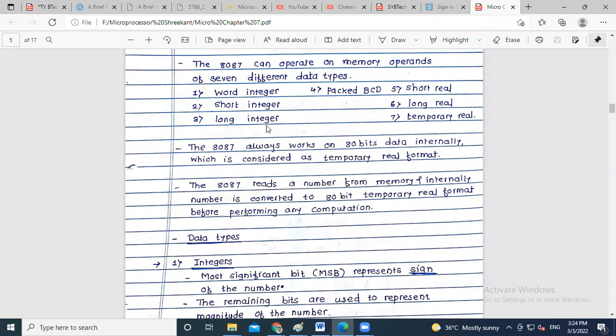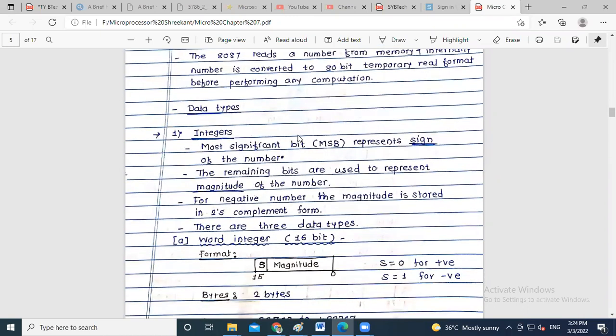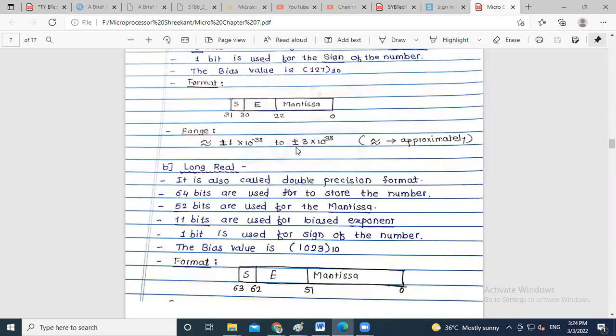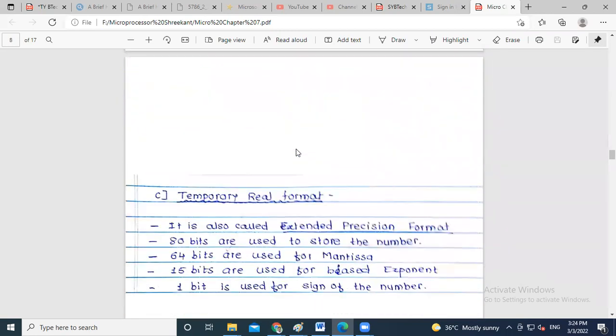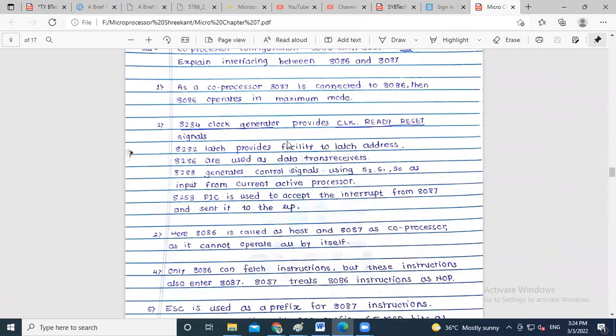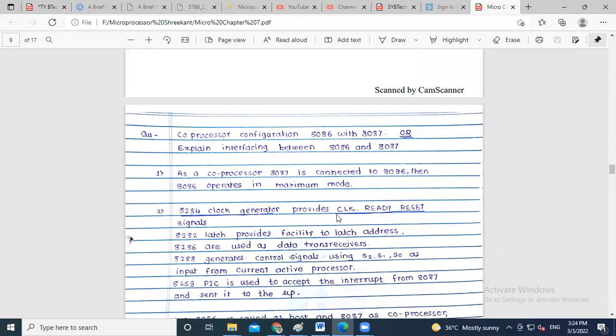Mainly 7 data types we have to use. Three different integers, that is word integer, short integer, long integer, and packed BCD number, and three more in real, that is short real, long real, and temporary. I have to explain all of these here. Just go through these notes, okay? Whatever I explained now, I have prepared in the easiest manner for your understanding. Please refer to it.